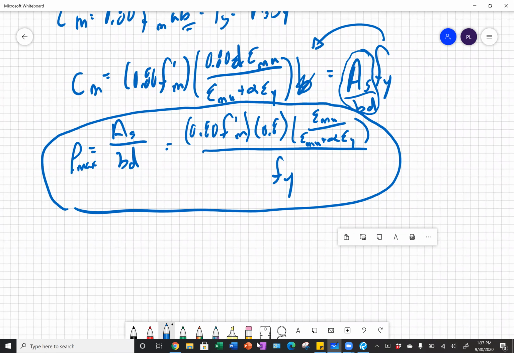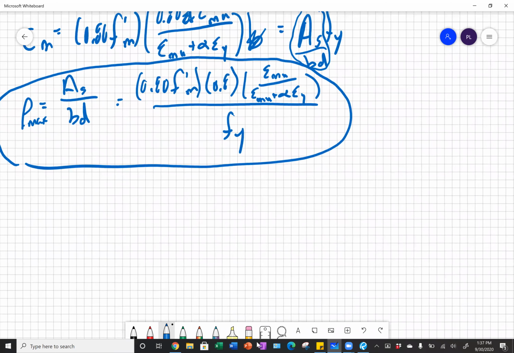And like I mentioned, alpha is typically 1.5 for a beam, and our yield strain is typically 0.00207 for grade 60 reinforcement, and this is 1.5.